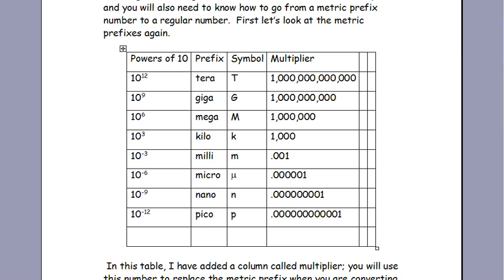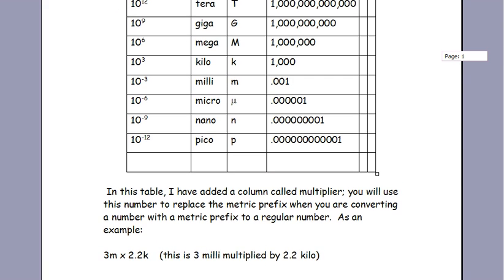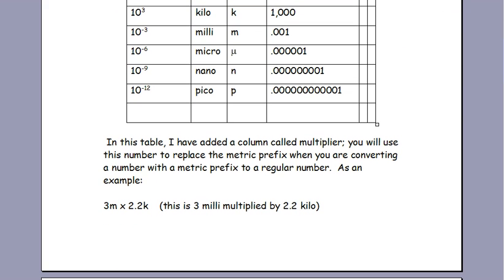So this is the same chart that I had in the other file from review number 1. I have the powers of 10, the name of the prefix, the symbol of the prefix, and I've added a new column, which is the multiplier. So let's see how we're going to do this. You will use this number to replace the metric prefix when you are converting a number with a metric prefix to a regular number.